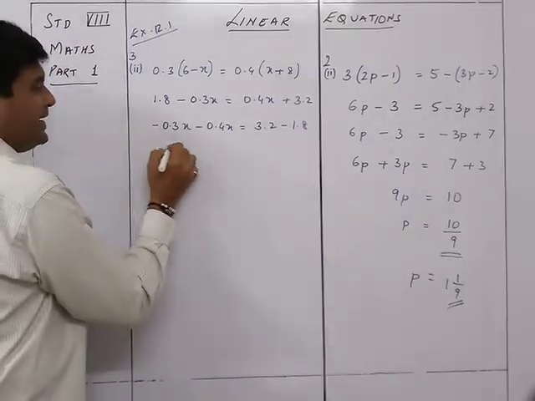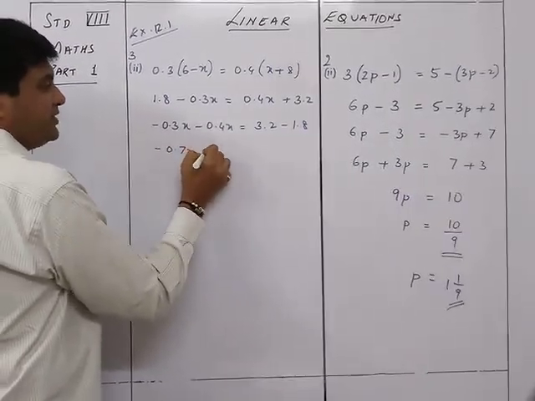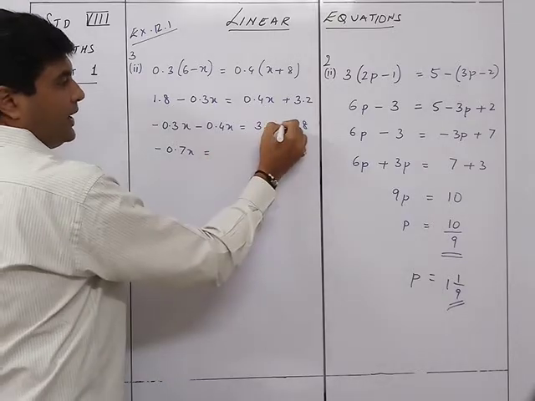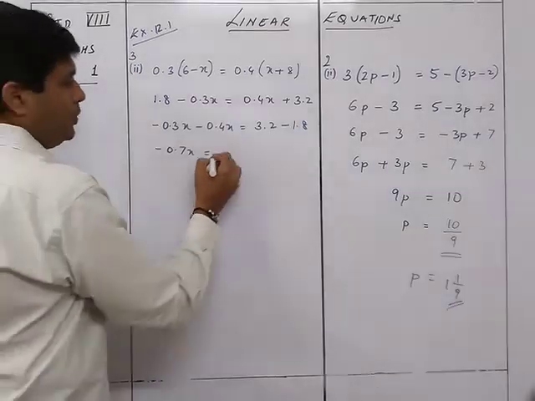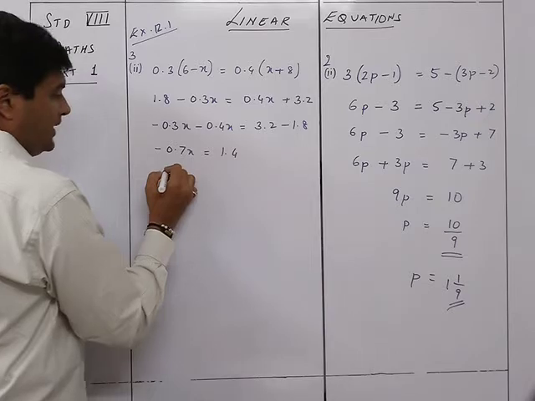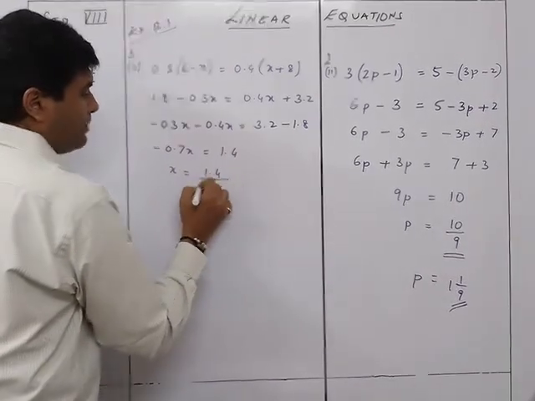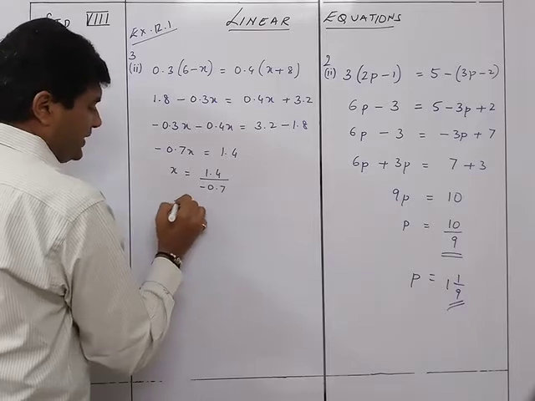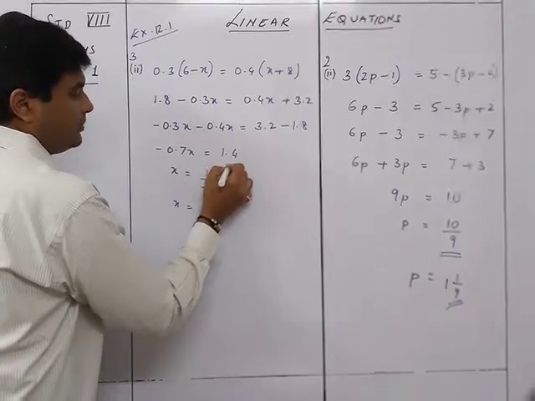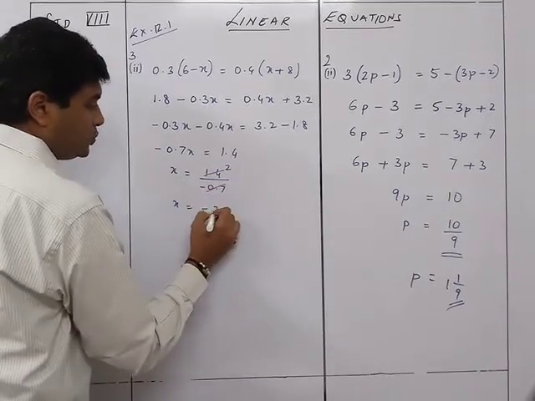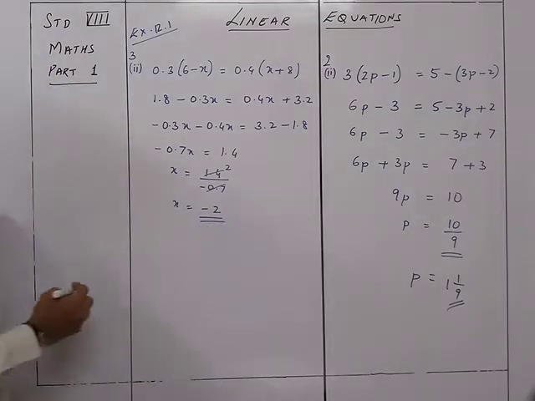So this becomes minus 0.7x is equal to 1.4. So x will be equal to 1.4 upon minus 0.7. So x is equal to, now this is going to become 2, so that will be minus 2. So the answer will be x is equal to minus 2.